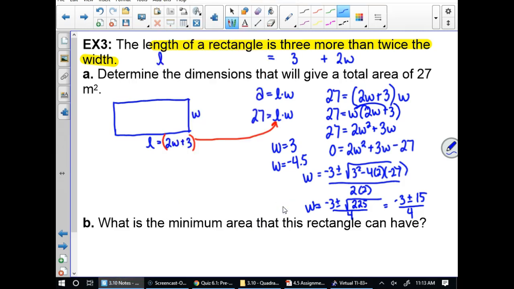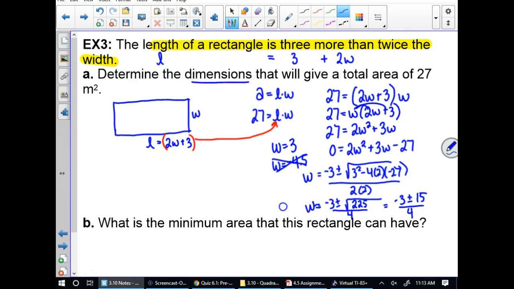Okay, now let's talk about something for a second. Can the length of your rectangle, the width of your rectangle, be negative 4.5? You cannot have a negative width. So on a lot of these types of problems, when we get one of these answers is negative, we're going to throw it out. It isn't a solution to that equation, but it doesn't make any sense in real life, so we've got to throw it out. So 3 is the only width that really works.